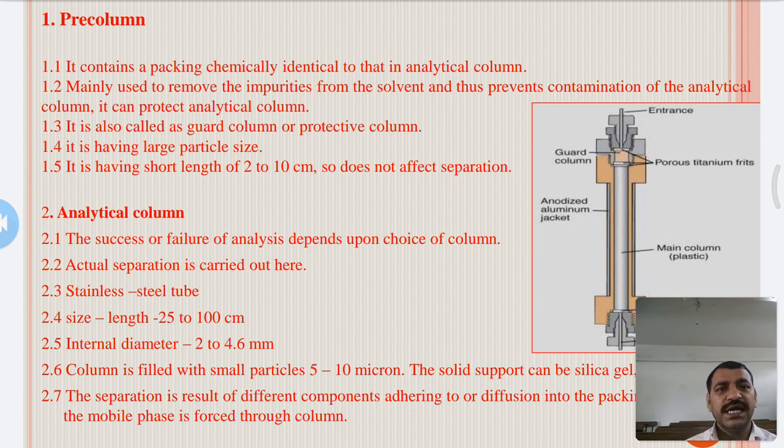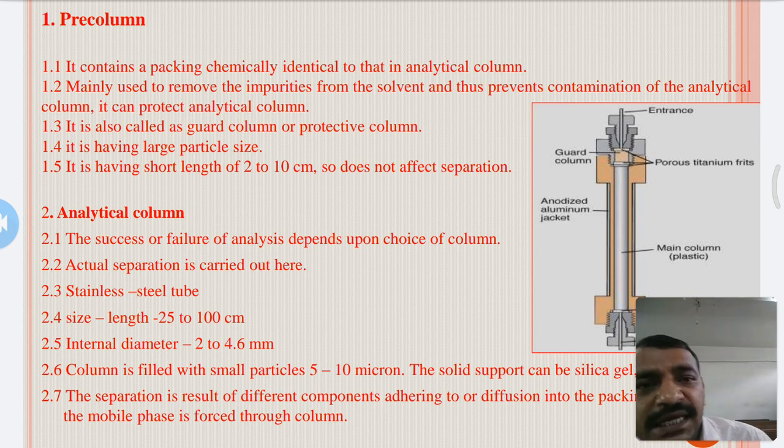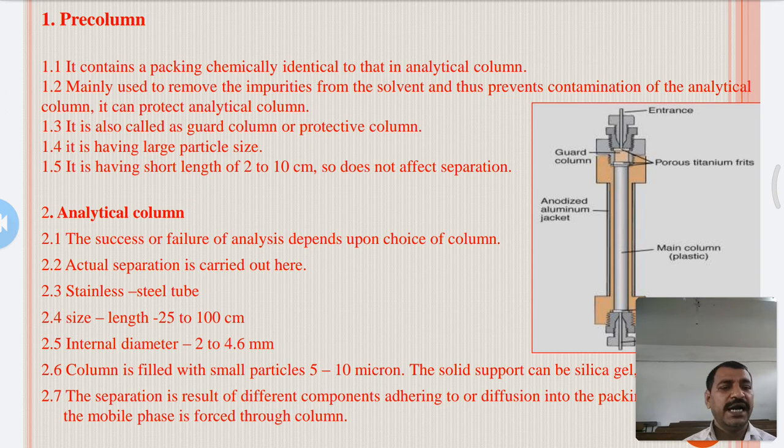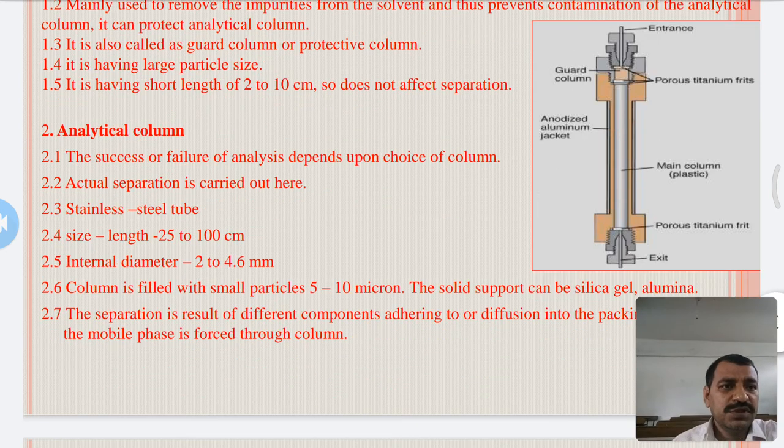Stainless steel tubes are generally used, which are able to sustain high pressure. The size and length of analytical columns are near about 25 to 100 centimeters, with an internal diameter (ID) near about 2 to 6 millimeters. This column is filled with small particle size, whereas the pre-column has a higher particle size. The analytical column has a lower particle size, near about 5 to 10 micron. Solid supports can be silica gel or sometimes alumina.